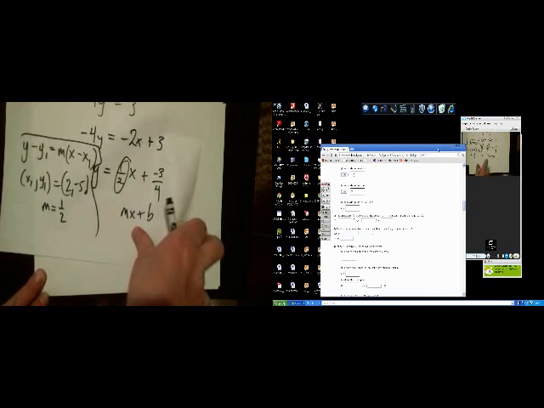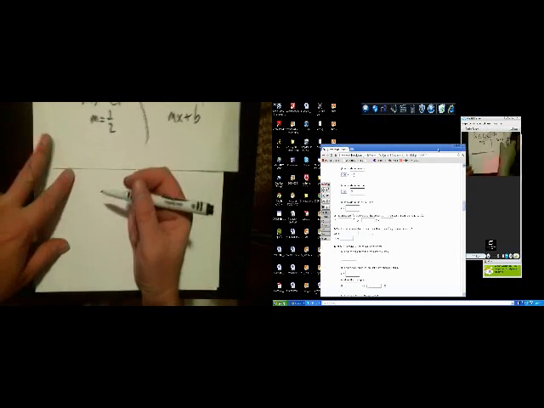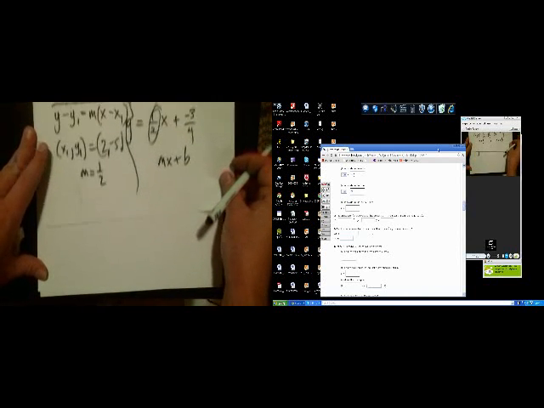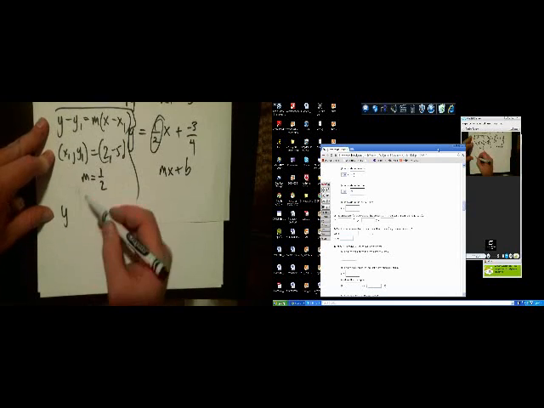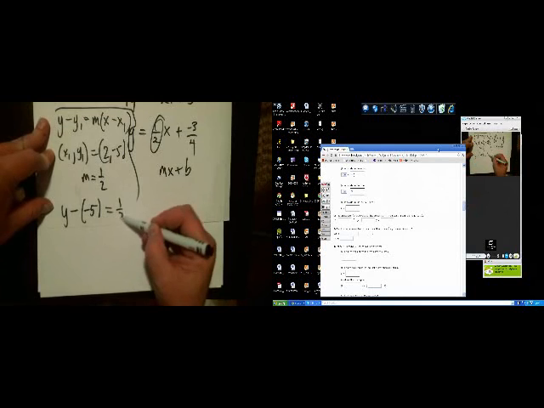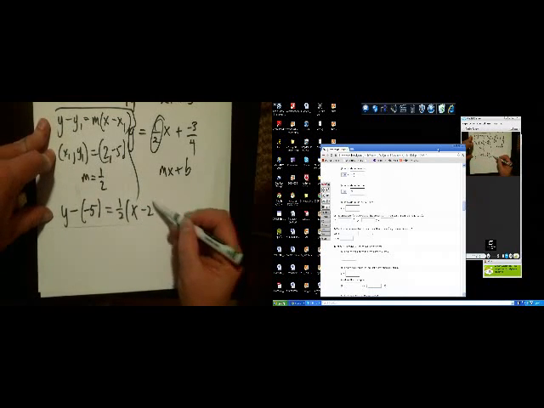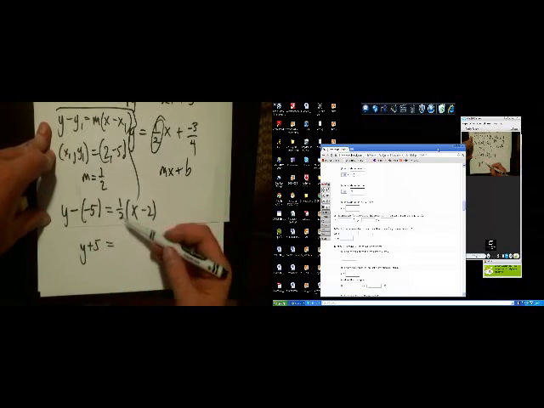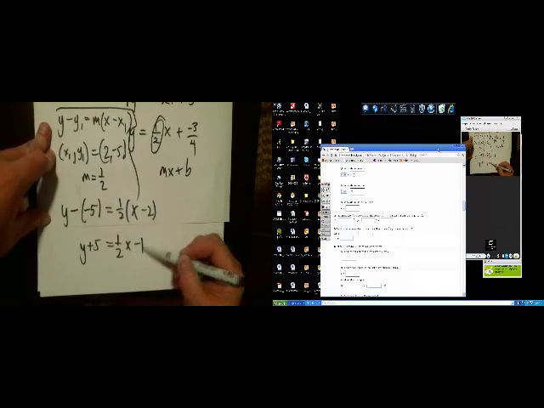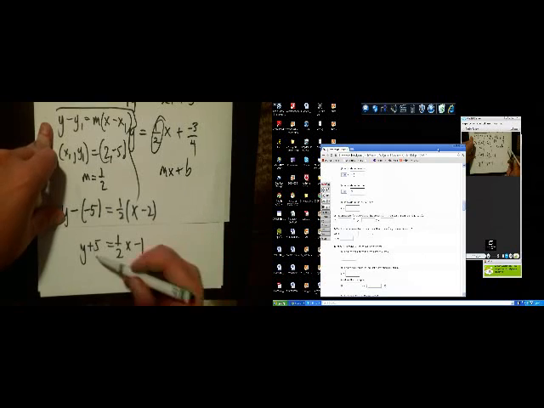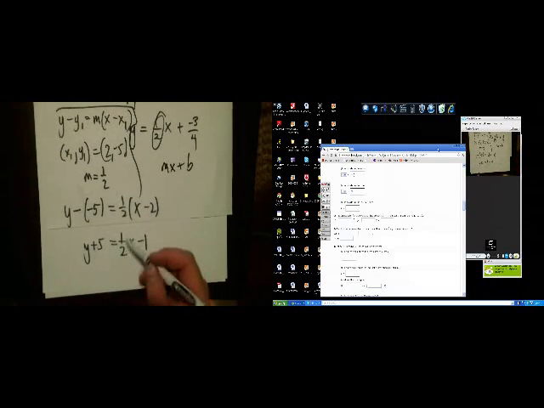Which gives us y. Let me move that down. Here, y minus -5 equals 1/2 x minus 2. So y plus 5 equals 1/2 x minus 1. And then -5. So in the end, 1/2 x minus 6.